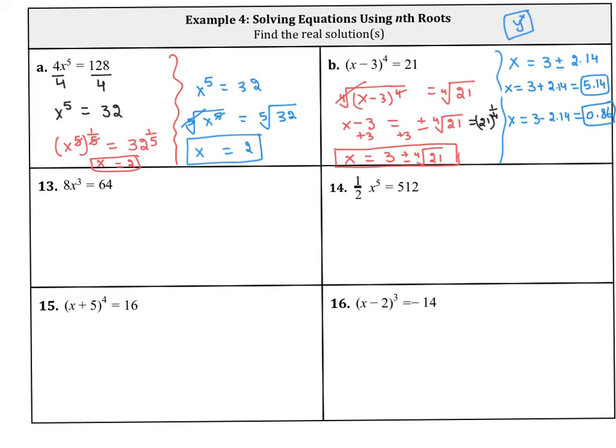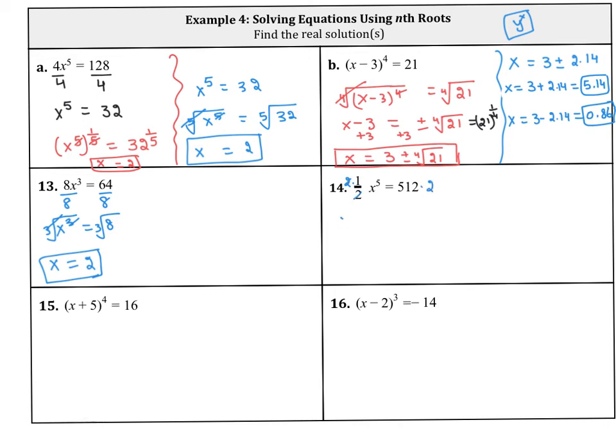Next is number 13. Divide 8 on both sides. x cubed equals 64 divided by 8, and that's 8. Taking the cube root on both sides, since the opposite of cube is cube root, they cancel each other. The cube root of 8 is 2. Anytime we have n as an odd number, we should have only one answer.